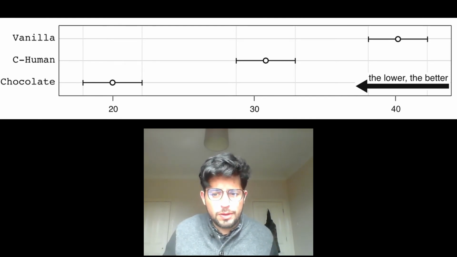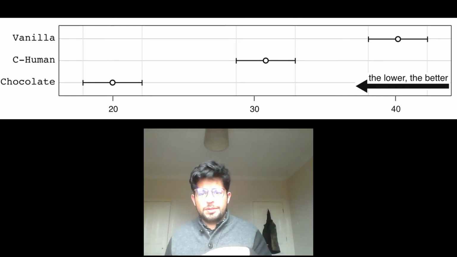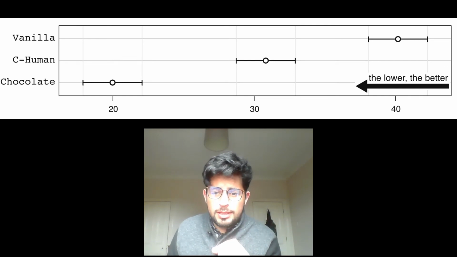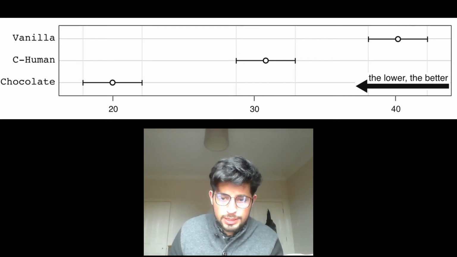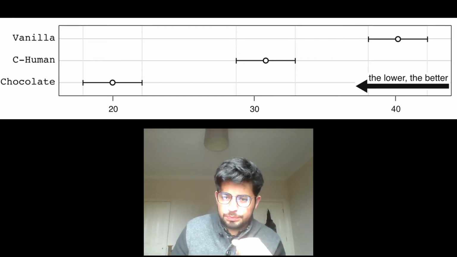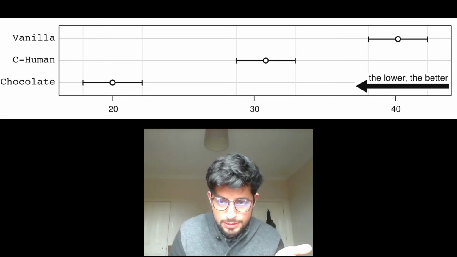But the authors didn't give up. They said, okay, we feel like we can do something better. So they did. They created a better version of vanilla called chocolate, and it did beat the constraint human. It had better parameters, it was better optimized.